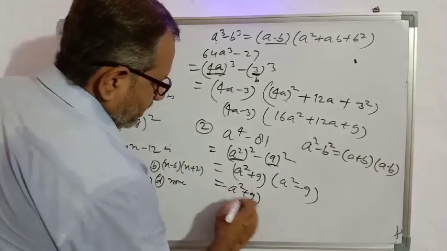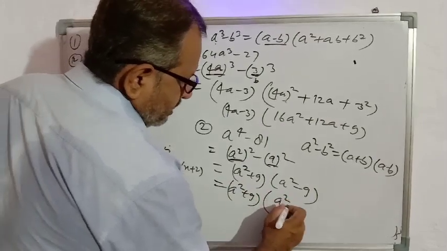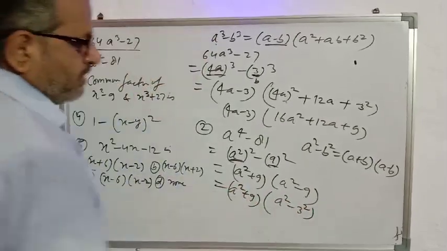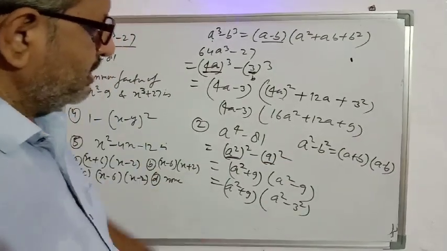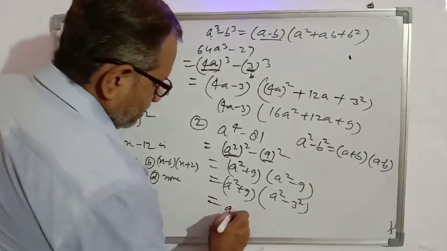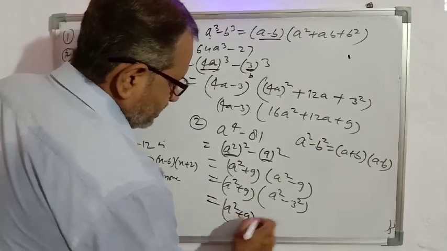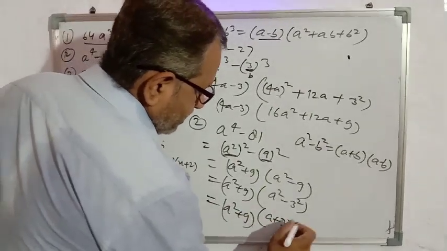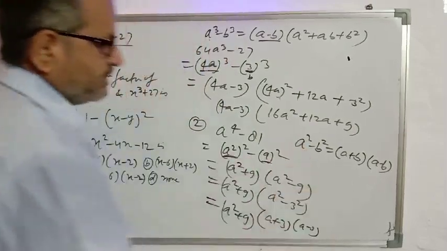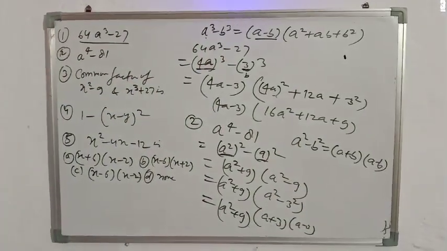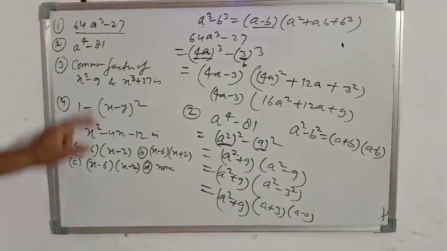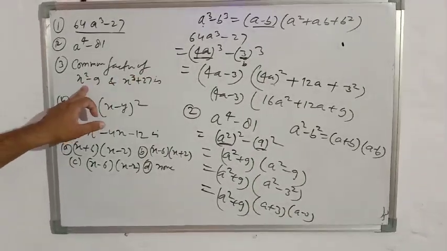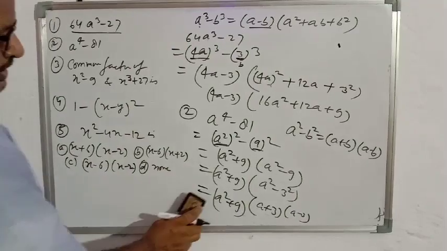A square plus 9, we can write 9 as 3 square. Again we can use the above identity a square minus b square in the next bracket. So a square plus 9, a plus 3 in one bracket, a minus 3 in other bracket. See third question. What is the common factor of x square minus 9 and x cube plus 27?